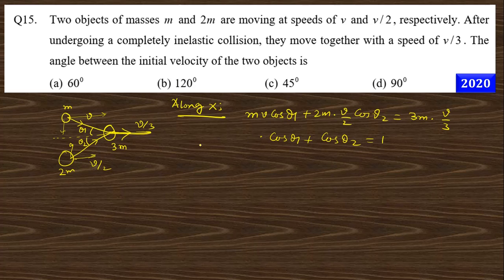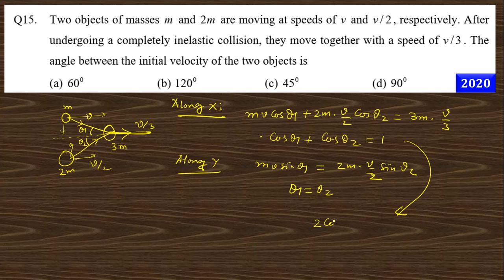Along the y direction, you can say mv sin theta 1 equal to 2m into v by 2 sin theta 2. So this will become sin theta 1 equal to sin theta 2. So theta 1 equal to theta 2. Just put here theta 1 for theta 2. So this becomes 2 cos theta 1 equals 1. So cos theta 1 equals half. So half is cos 60 degree. Right. So theta 1 is 60 degree. Similarly theta 2 is also 60 degree.